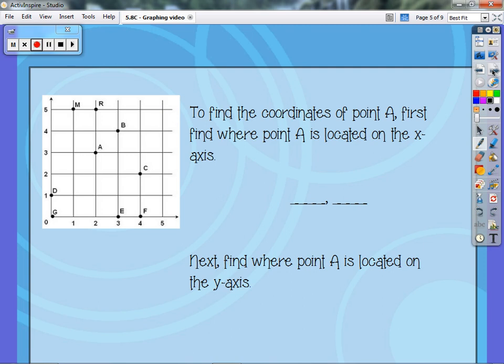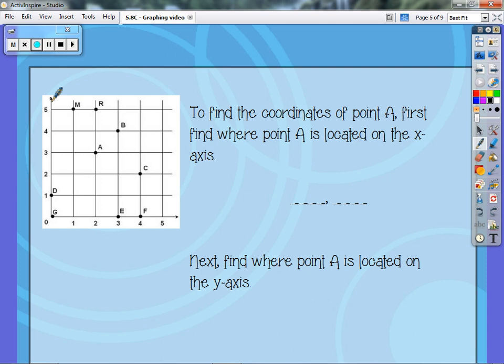Now we're going to practice some. We're using our think out loud here, so as a teacher, you would model this for the students. To find the coordinates of point A, first find where point A is located on the x-axis. So when we're looking at the graph here, which is our x-axis? Is our x-axis this one down here, or is it this one up here?